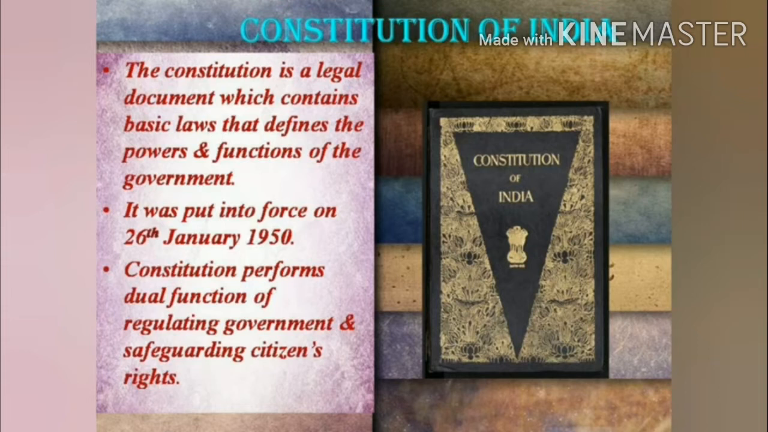What we have learned so far is what a constitution is. Do you know the Constitution in its current form consists of a preamble, 22 parts containing 448 articles, 12 schedules, 5 appendices and 94 amendments to date? And one more thing: the Constitution performs dual functions. One is to regulate the government, and the other is to safeguard the rights of the citizens.